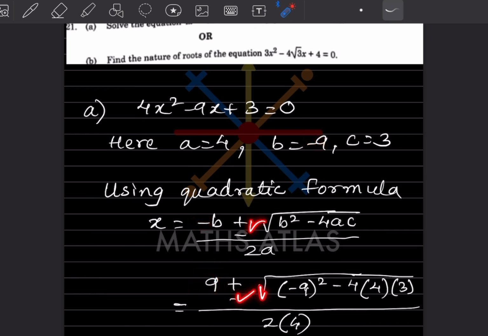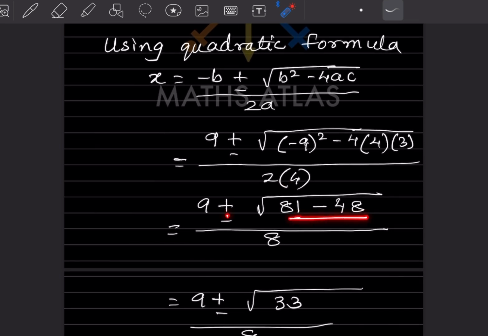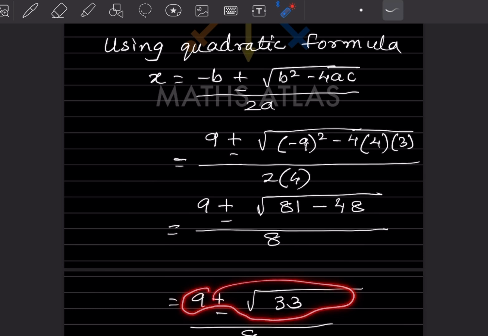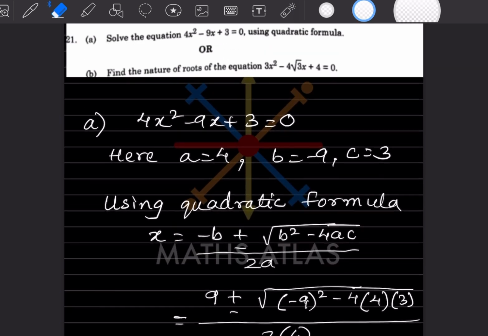Plus or minus as it is, minus 9 whole bracket square minus 4a c, because a is 4. So 9 plus or minus, minus 9 into minus 9 becomes plus because this is multiplication, so this should be 81. This minus as it is, 4 into 4 into 3, this will be 48. So this will be 9 plus or minus root of 33 by 8. When we write plus or minus, x value will be one time 9 plus root 33 by 8, or the other time 9 minus root 33 by 8. So this is the answer for this one.